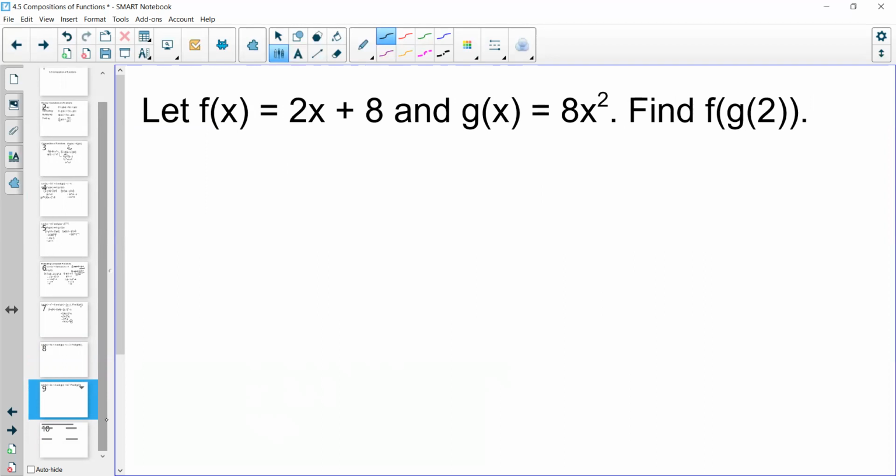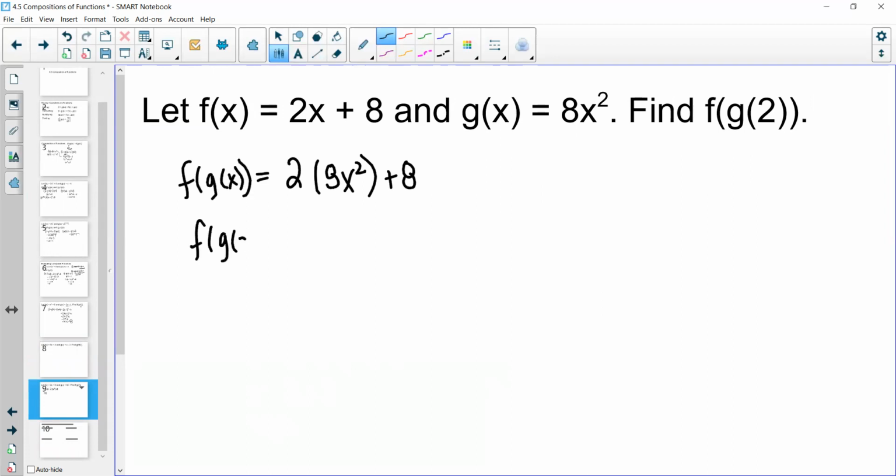Okay, so what we want to do here is we are actually going to substitute g in first. So we've got 2 times 8x squared plus 8, and this is going to be that f of g of x. And now we want to evaluate f of g of 2. And so we're going to do 2 times 8 times 2 squared plus 8. And so we've got 2 times 8, 2 squared is 4.